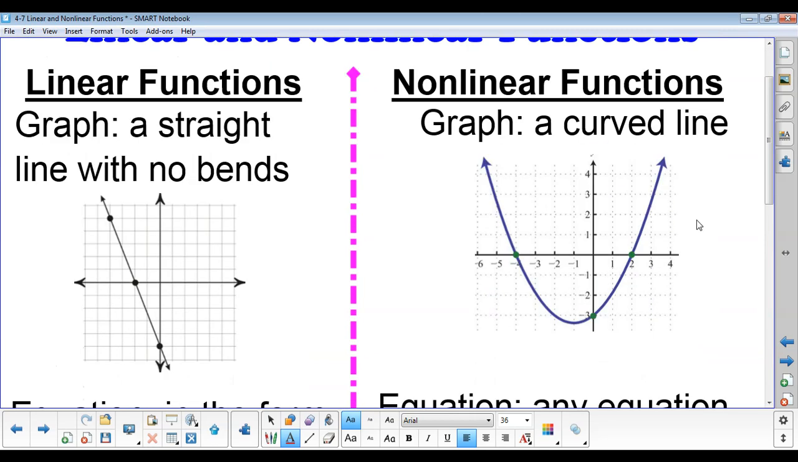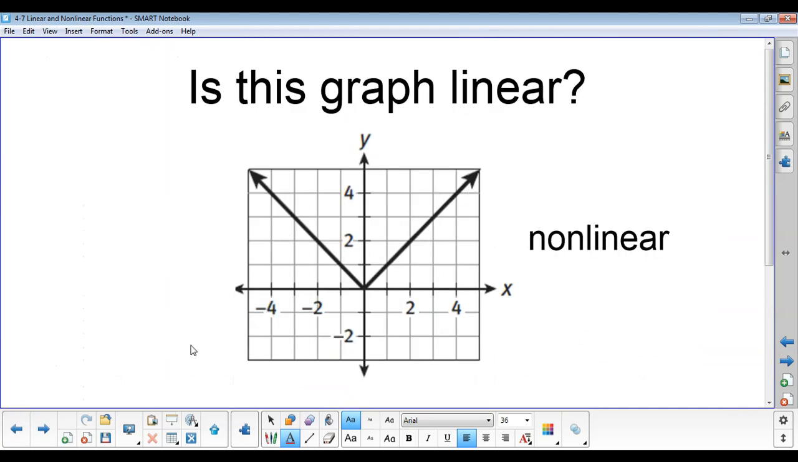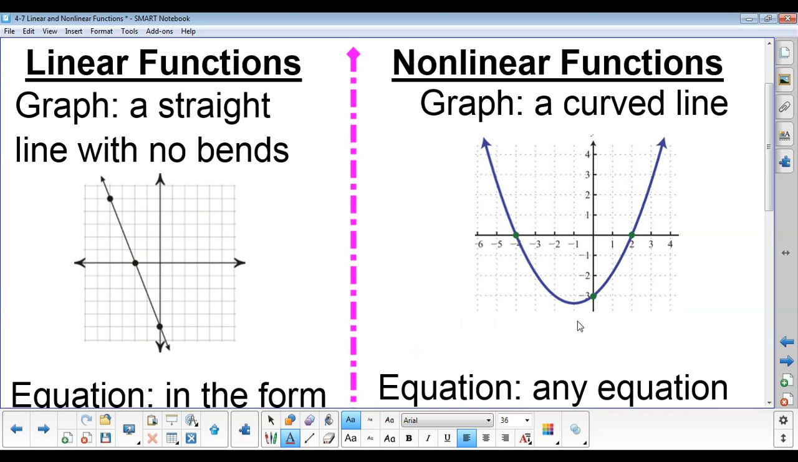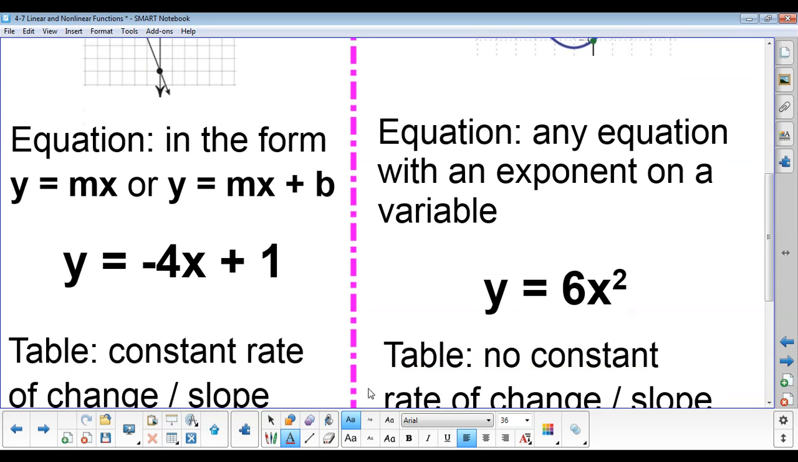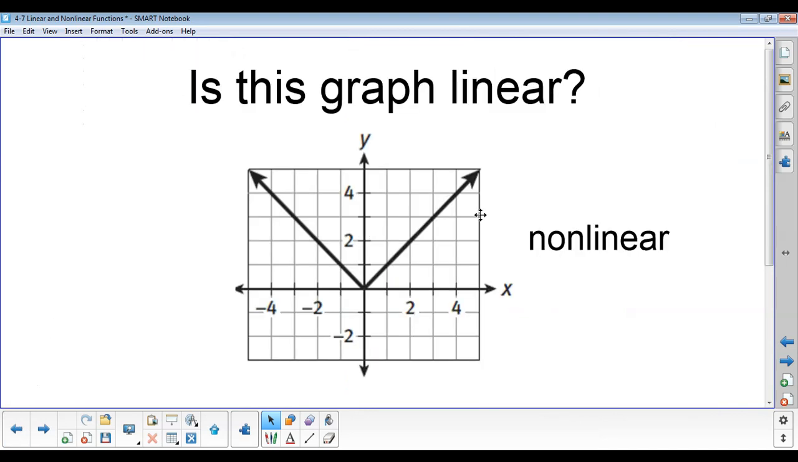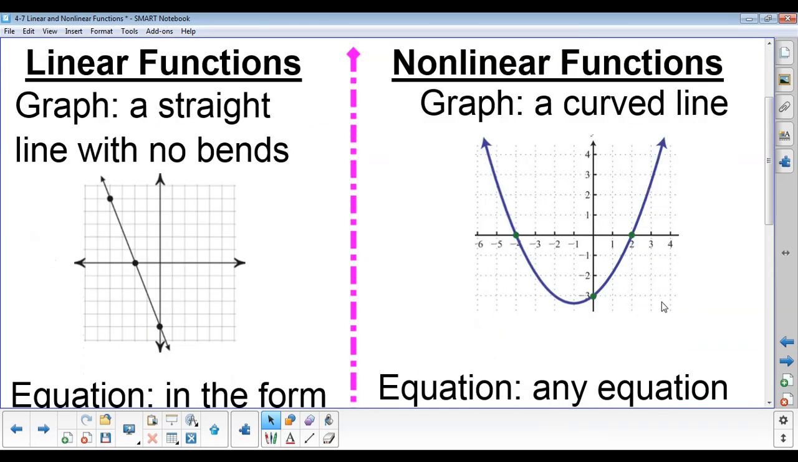Nonlinear may be a curved line, may be a pointed line like we saw over here. Most often, you're going to see a curved line. Typically, any equation that has an exponent is going to be nonlinear. Another example of an equation that would be nonlinear would be one with absolute value. In the absolute value symbol, that's actually what this graph is. That's absolute value right there. So that's another example of nonlinear.